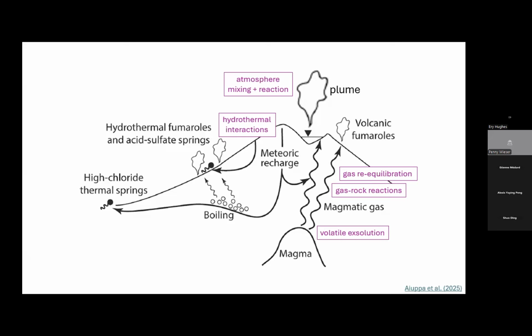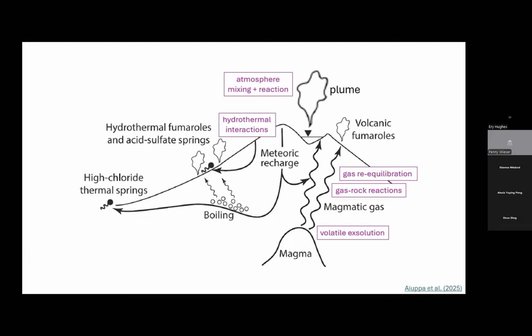A lot of volcanoes host hydrothermal systems, so they're wet volcanoes, typically due to a lot of meteoric water. And when the volcanic gas enters this hydrothermal system, a whole bunch of other reactions will occur as well. Particularly in Aotearoa, Ruapehu and Whakaari are typically very wet systems, so we need to consider this as well. And we have a talk this afternoon discussing the hydrothermal system specifically.